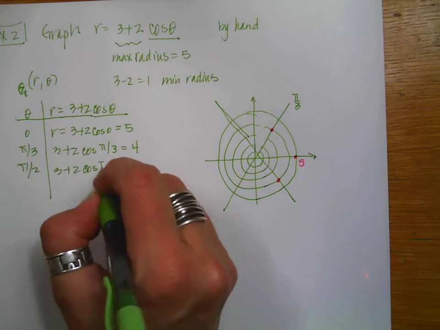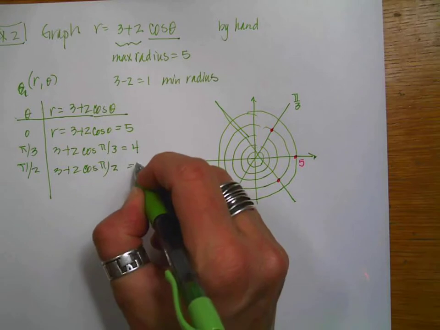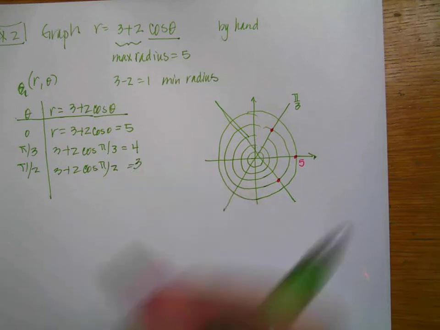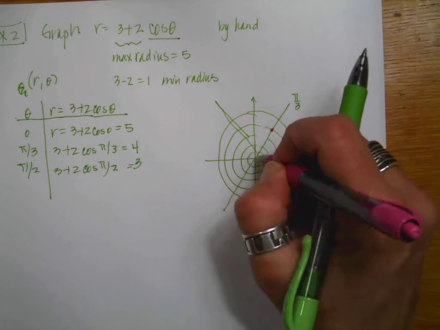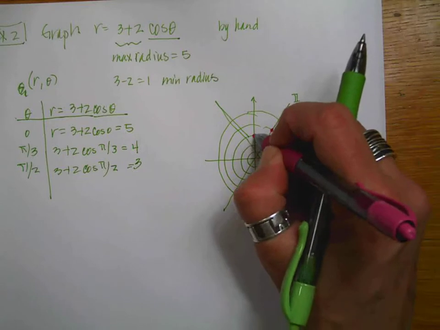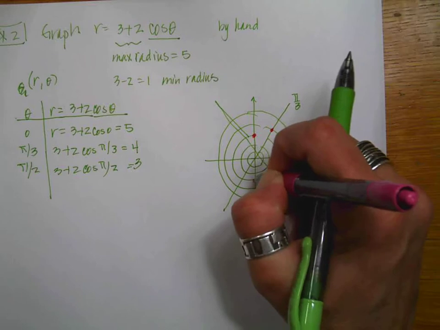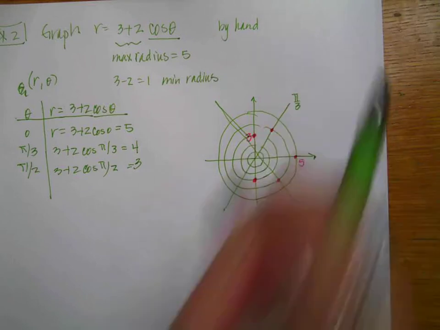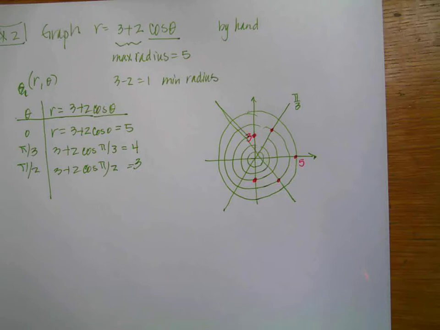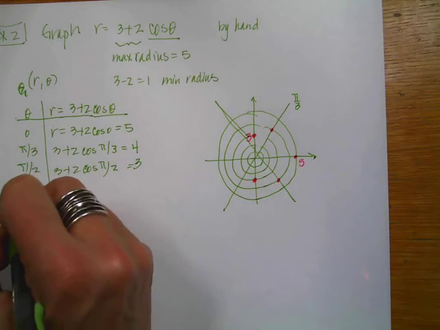The next angle that I'm going to choose is pi over 2, and when I do that math, 3 plus 2 cosine pi over 2, I'm going to get 3. So at pi over 2, which is here, I'm going to have 1, 2, 3, and then when that reflects across this axis, 1, 2, 3, it's going to be here. And I'm going to put a 3 there because I don't have a number on the y-axis yet.